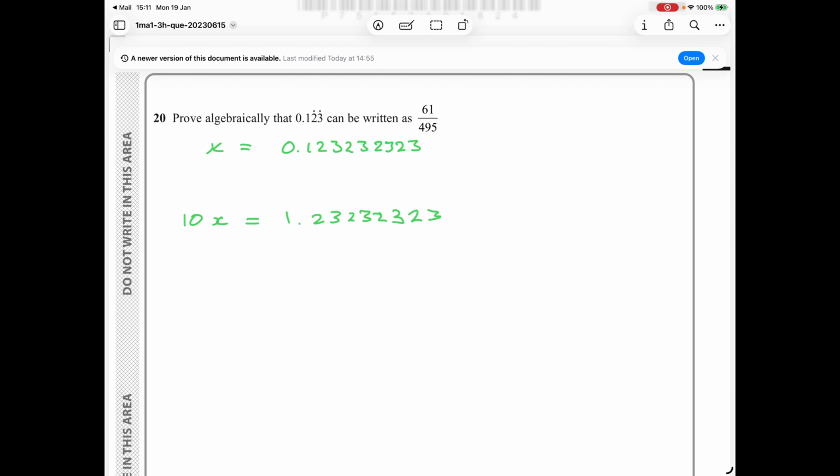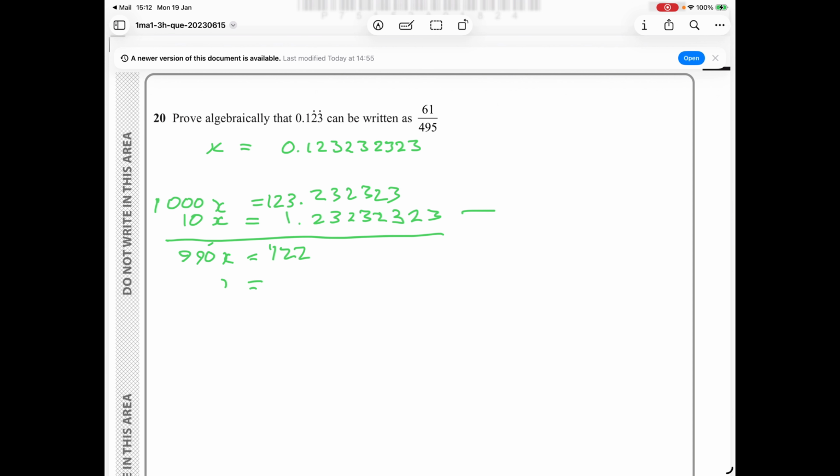Now if you did 100x, it would be 12.32323, and if we put that on top of that, it would be a bit useless. So we're going to do 1000x instead. By the way, it does help that 990 divided by 2 is 495. And that is going to be 123.232323, etc. Now we're going to take both of those things away, and we get 122 on this side, and we're going to get 990x on that side.